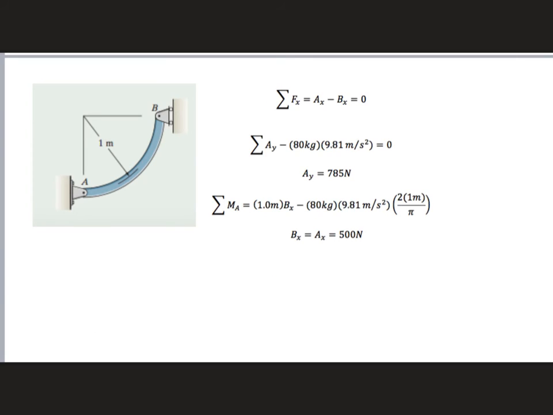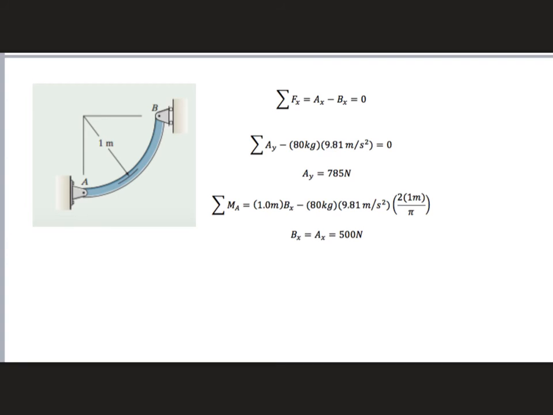Now, if we apply this to our original problem, we see that very similar to what we had before, the sum of the forces in the x direction are going to be Ax minus Bx equal to 0. The sum of the forces in the y direction are going to be Ay, the vertical force acting at A, minus the weight of the entire bar, which is 80 kilograms times the acceleration due to gravity, equal to 0. We can immediately solve that for Ay.